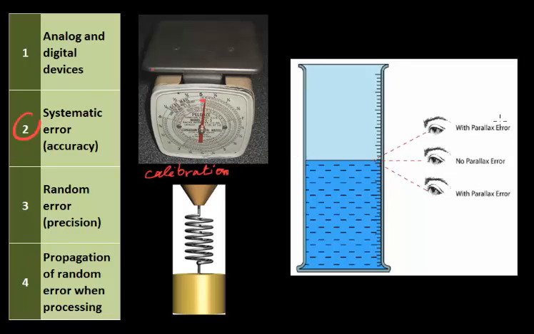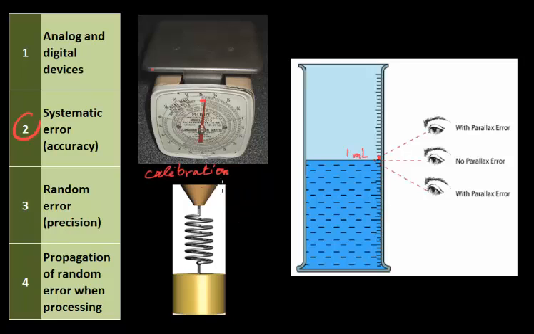Then you have parallax error, which is the way you observe the measurement, for example, on a cylinder that's measuring volume. Here, if you're measuring the volume in milliliters and you're constantly looking above the liquid level and not just at the level of the liquid, then you'll always be off here by 1 milliliter.